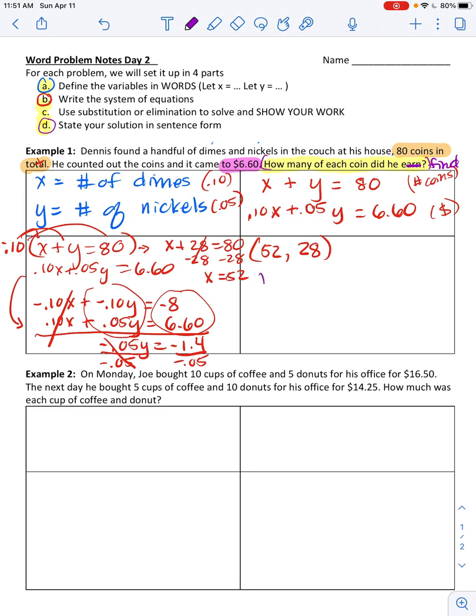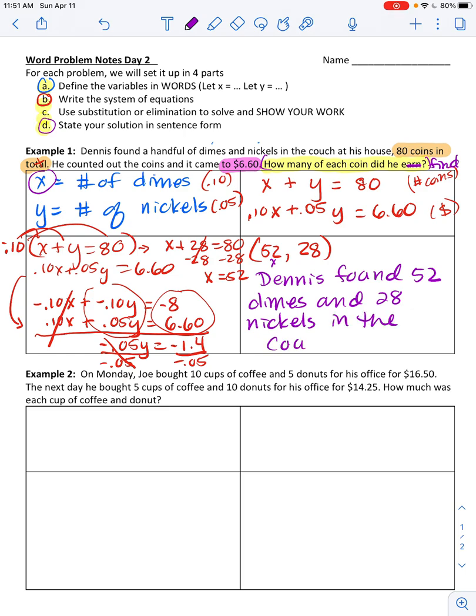So I would write the answer so it makes sense. Dennis found 52, and what was my X representing? Looking back here, that was dimes and 28 nickels in the couch. So I'm just taking what I found and changing that into a full sentence. All right, so that's new because it's got the element of money value.